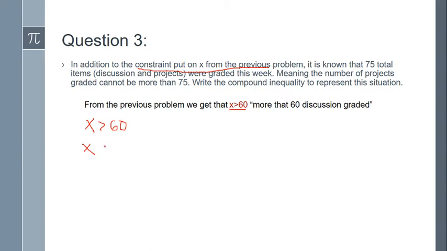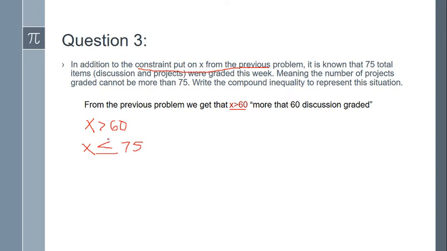All right, so we know that the total number of items in this case is less than or equal to 75. We could use the same variable x here to represent discussions, because if the discussions here are greater than 60, and then all together they have to be less than or equal to 75, then we could actually figure out how many projects were graded. But it's not asking us that here. It's just asking us to write the compound inequality to represent the situation using x.